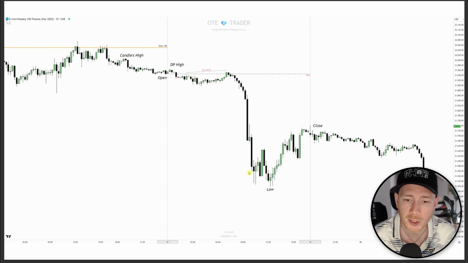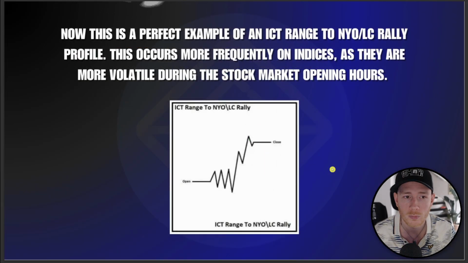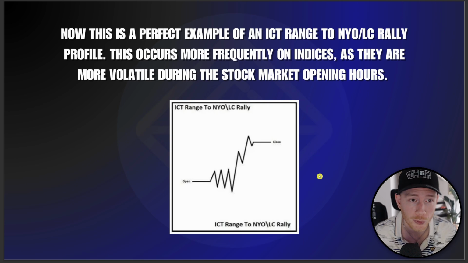This is the body of the candle and the expansion lower. This is where the distribution phase of the power of 3 happens. And then the retracement and the close finishes off that open high low close daily candle. Now, this was a perfect example of an ICT range to New York open London close rally.